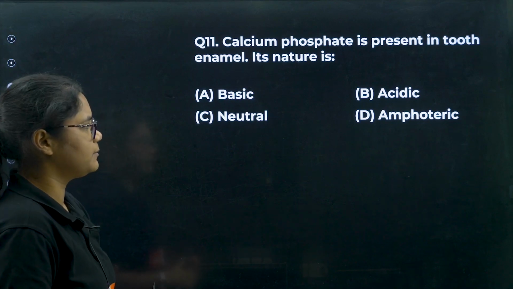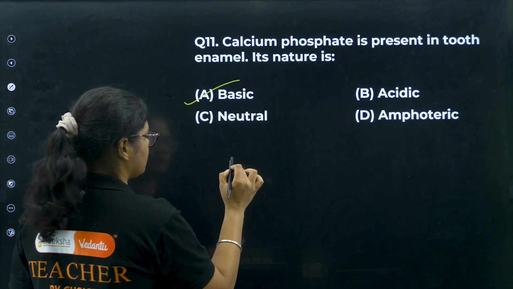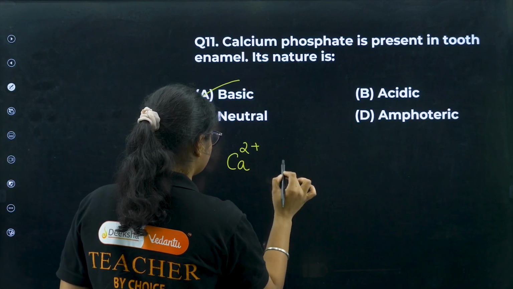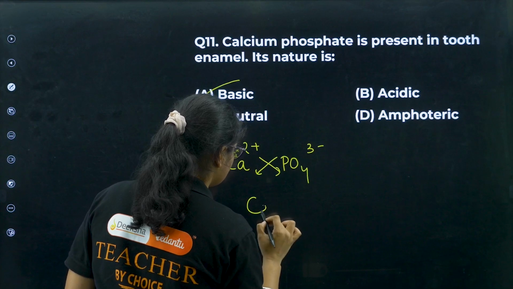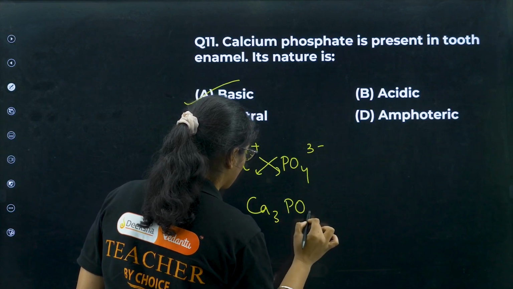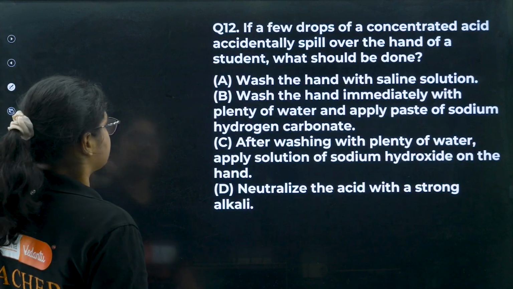Next, calcium phosphate present in the tooth enamel is basic in nature. Calcium phosphate, if you know the formula, it is Ca2+ and we have PO4 3-, so we can do crisscross: Ca3(PO4)2. Okay, next.